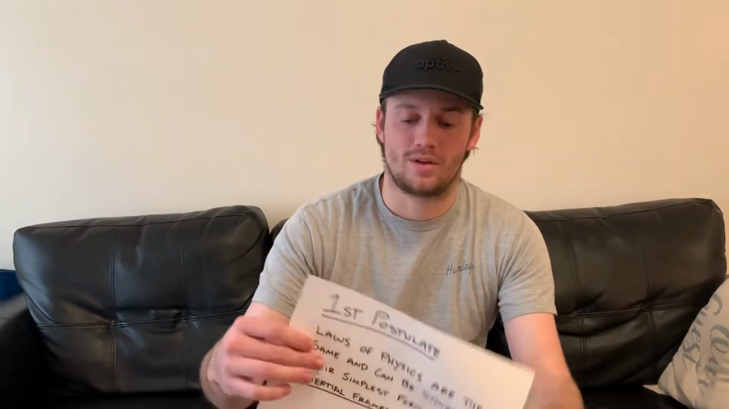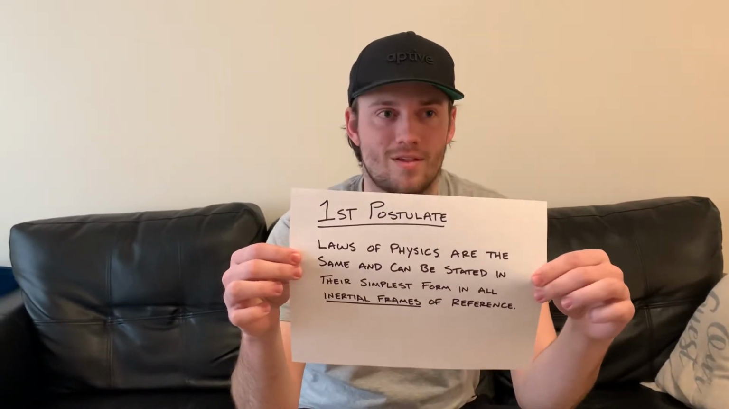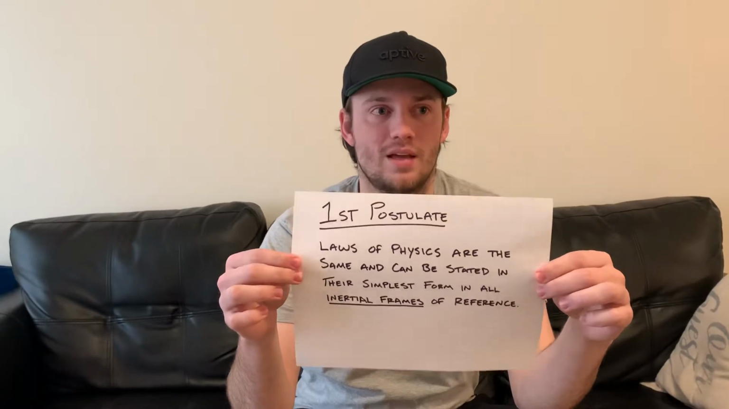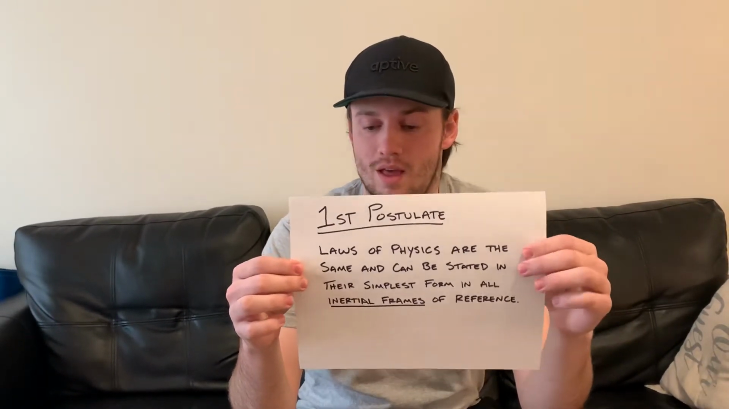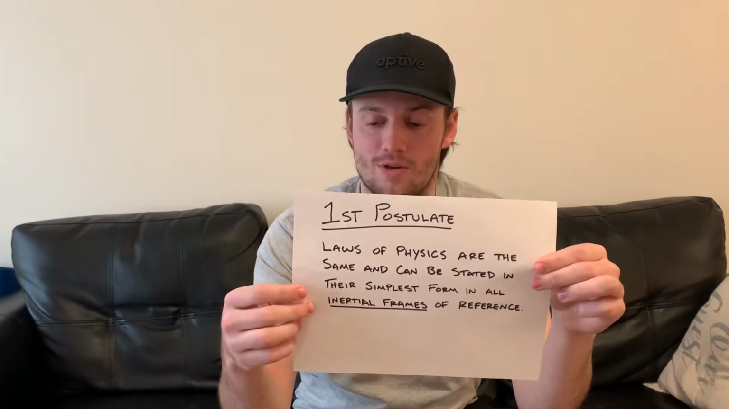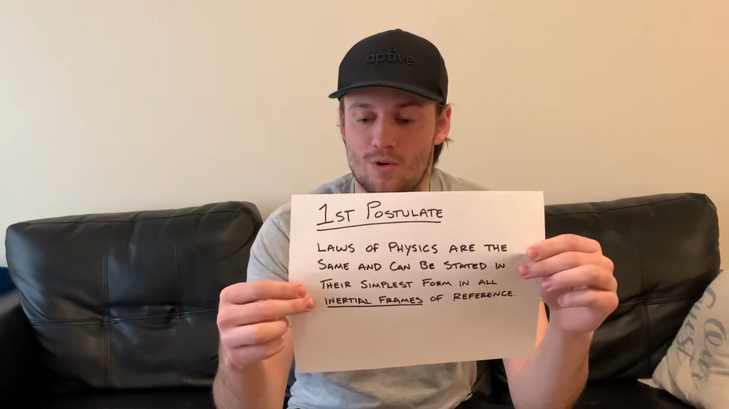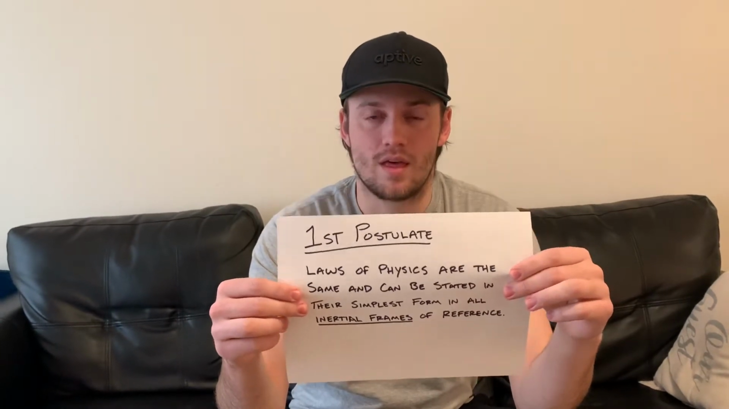So the first postulate is this. It states that the laws of physics are the same and can be stated in their simplest form in all inertial frames of reference. So the key to this postulate is understanding what an inertial frame of reference is. An inertial frame is either an object that is completely at rest or an object that is in uniform motion. Basically, it's not accelerating. It's moving at a constant velocity.